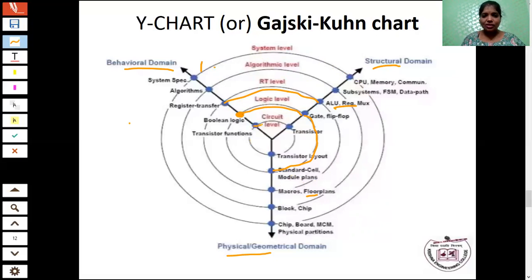After that, again we are going to start with the circuit level. That is, the transistor function we are going to define. From that, we are going to implement the transistor logic diagram. For example, using CMOS, we are going to draw the transistor logic. From the transistor logic, we are going to give the transistor layout. We are going to draw the layout diagram for the fabrication of an IC. So these are the design steps we are following in the Y chart.